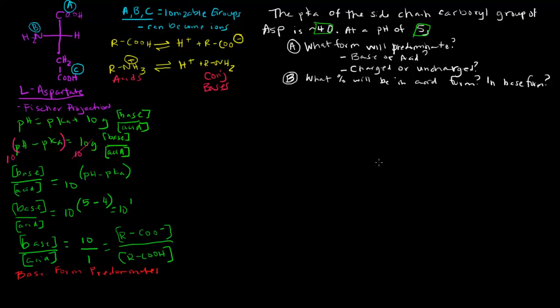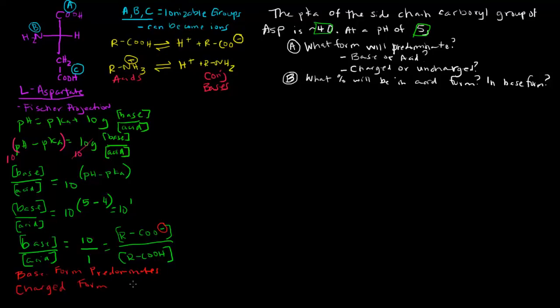Now it also asks charged or uncharged, which form predominates? Well, the base form predominates. Is that charged or uncharged? Well, it's carrying that negative charge there, right? This protonated group is uncharged. So the base form predominates, and the charged form predominates.